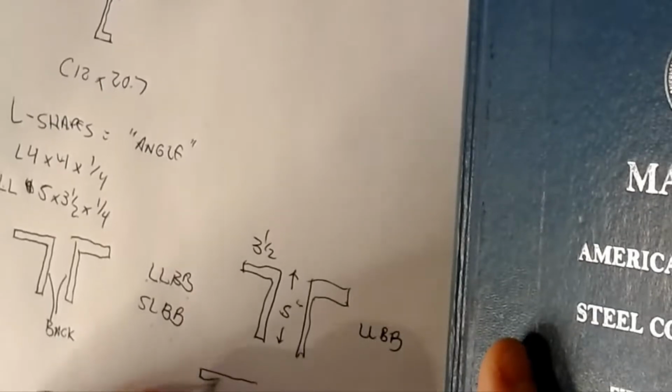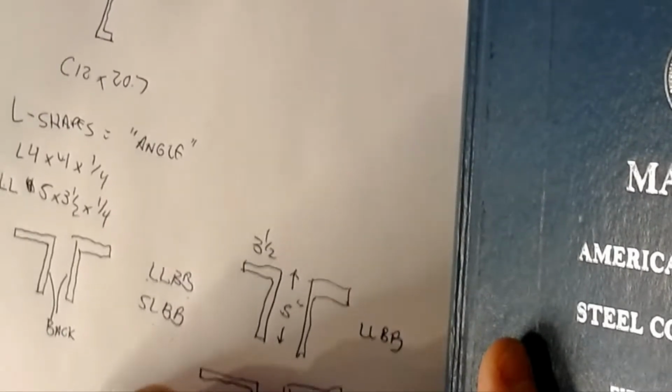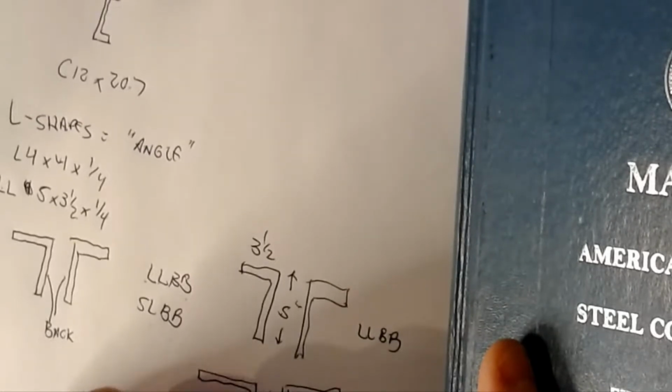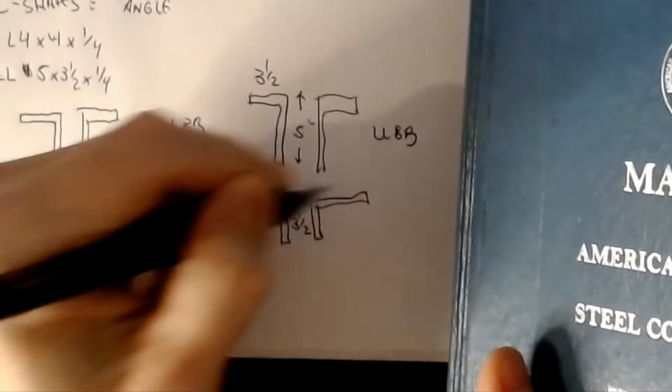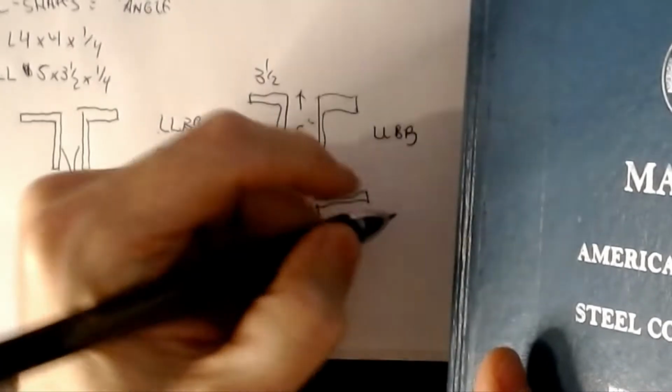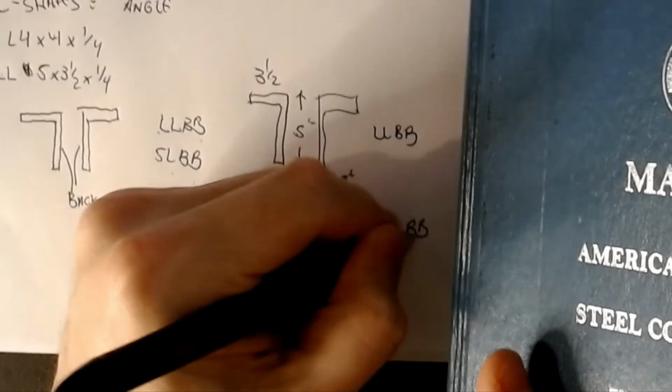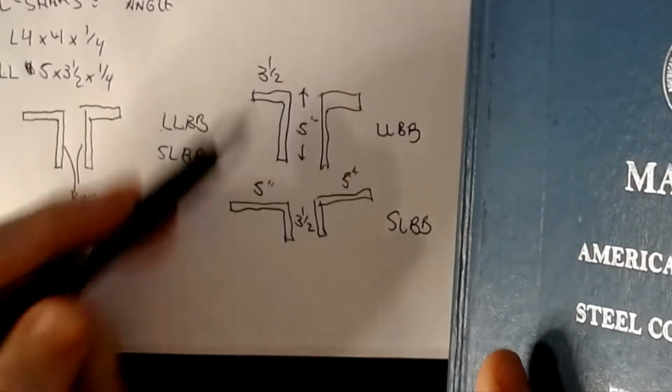Versus the same set of angles in a pair where this is now 3.5 and this would be 5 inches. That's the SLBB orientation. So you can see the short leg and the long leg back-to-back dimension.